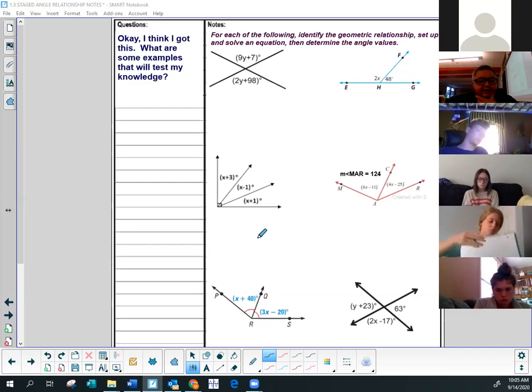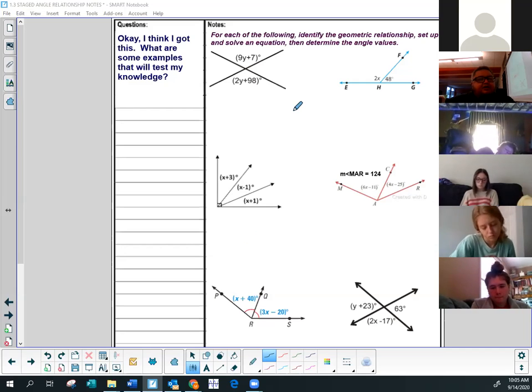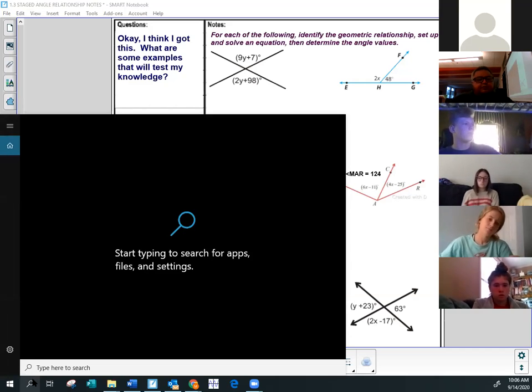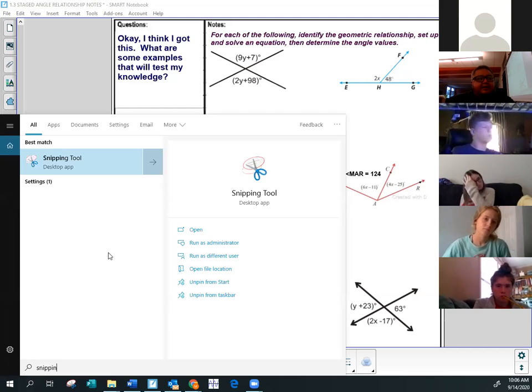I'm going to put you into randomized breakout rooms. When you get into those breakout rooms, can you please work on these problems? I'm not entirely sure if the screen is going to stay shared when I break you out, so can you maybe take a quick screenshot of this so you have access to it? Here's what I would do if I were you. Go to your search tool and type snipping. Snipping as in scissors, as in vertical angles. Go to your snipping tool.